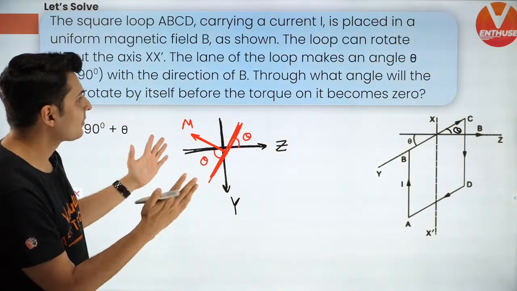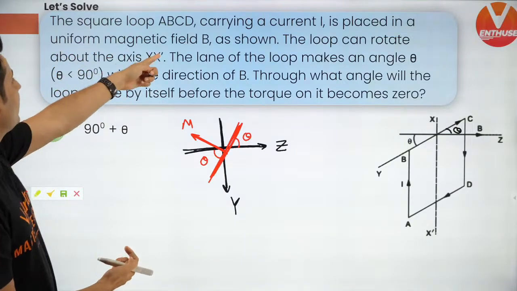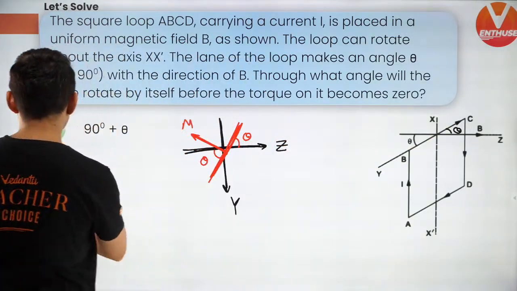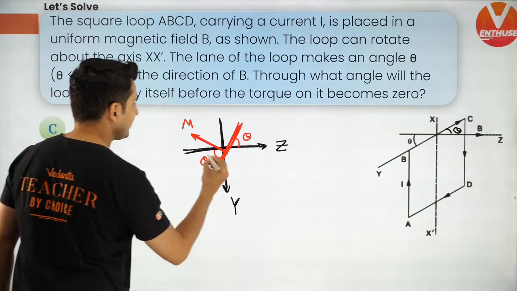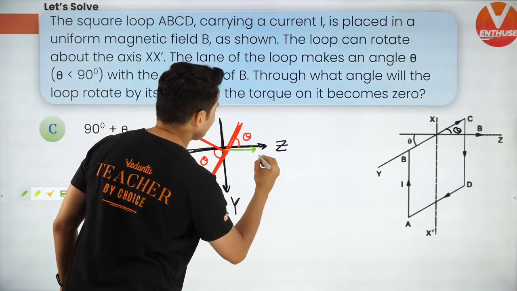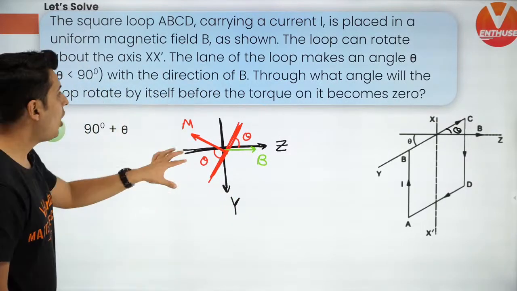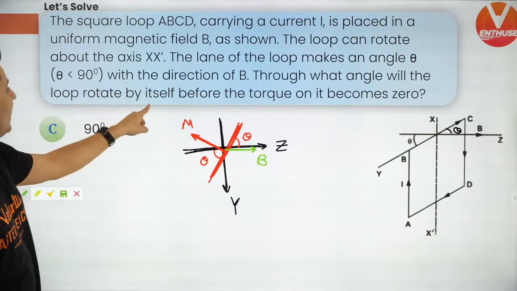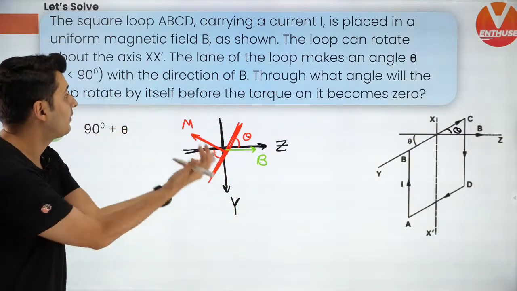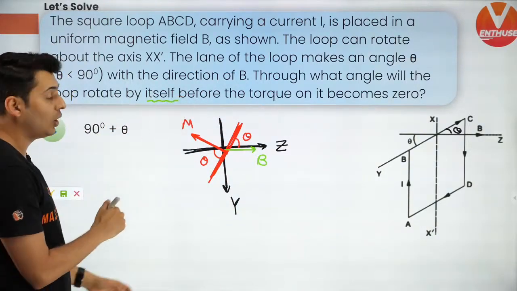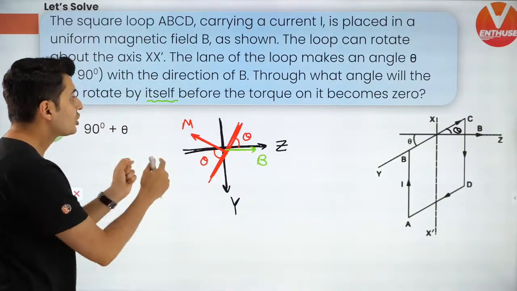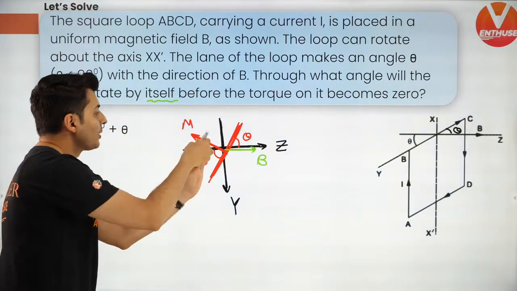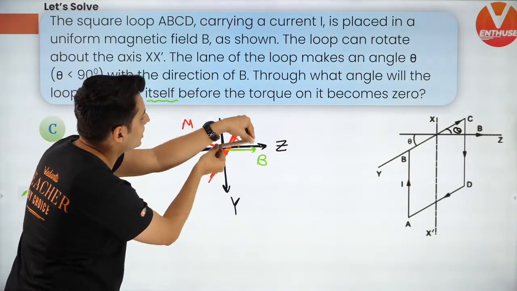Now all you need to do is, where is the magnetic field? Magnetic field, uniform magnetic field. Oh, it's in the z direction. The magnetic field is in the z direction, guys. Now think about it. What angle should it rotate so that by itself, very important, by itself, not by external force, the torque becomes 0? What will be the torque? The torque will try to pull this M in the direction of B.